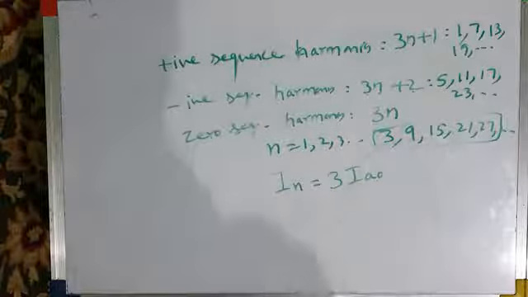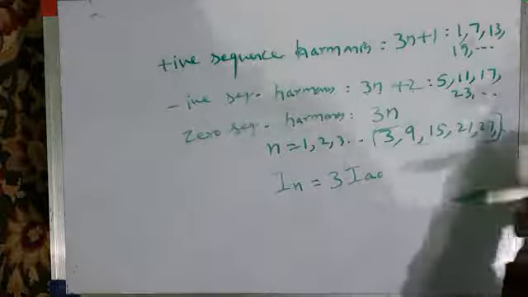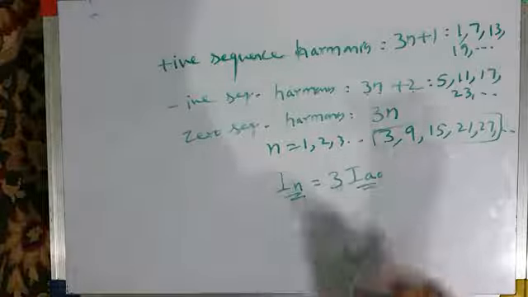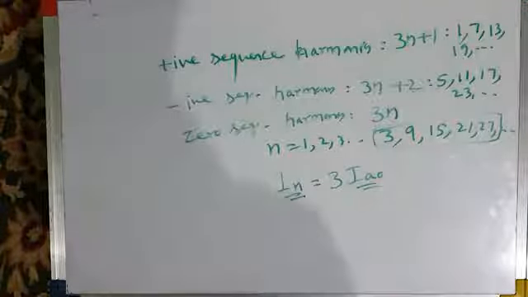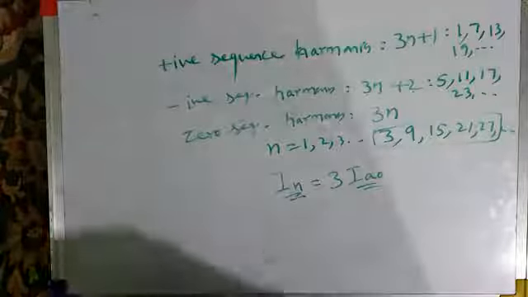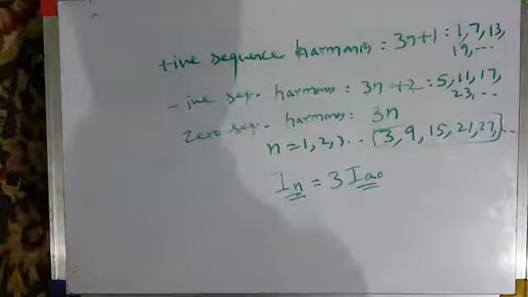And just a few moments back we proved that these triplen harmonics flow not only in the lines but they flow in the neutral conductor also. So neutral current, we already know, is 3 times the sequence component of current. That is proved here also. So I would have continued my lecture because it is not complete yet.